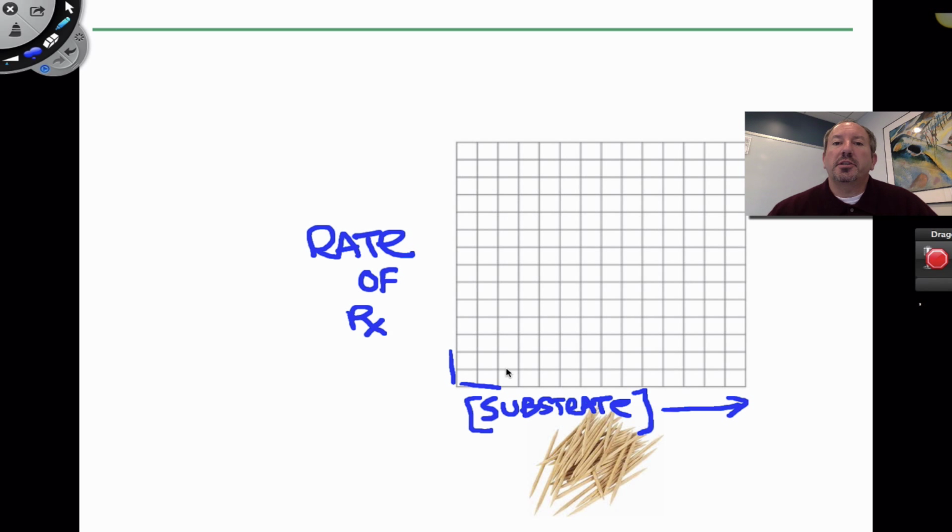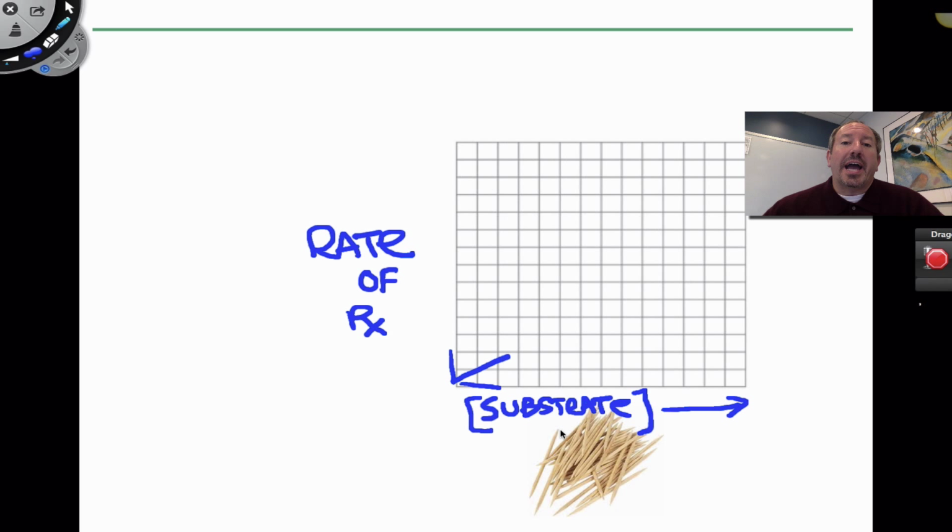Well, picture yourself again back in that little tub, and you're blindfolded so that there's no bias. Your hands are just sort of searching around for substrate. So when you find one, what do you do? You crack it. So picture yourself breaking the toothpicks. If I were to measure this, it might look something like this. Look, the rate of the reaction is going up. Okay, it's increasing, but check this out.